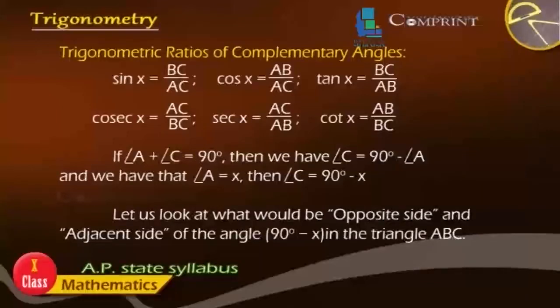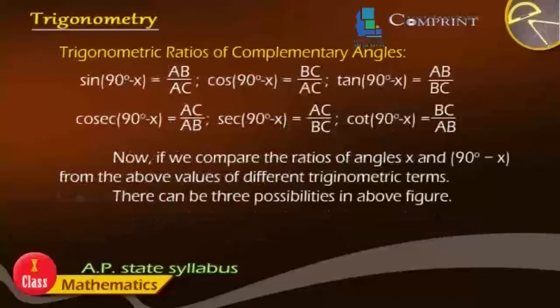If angle A plus angle C is equal to 90 degrees, then we have angle C is equal to 90 degrees minus angle A, and we have that angle A is equal to x. Then angle C is equal to 90 degrees minus x. Let us look at what would be opposite side and adjacent side of the angle 90 degrees minus x in the triangle ABC.